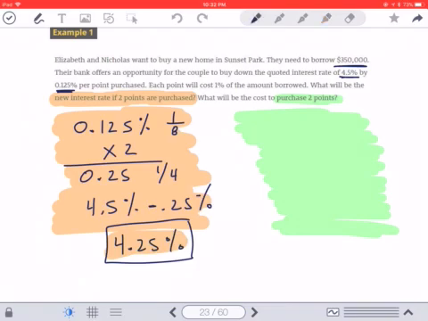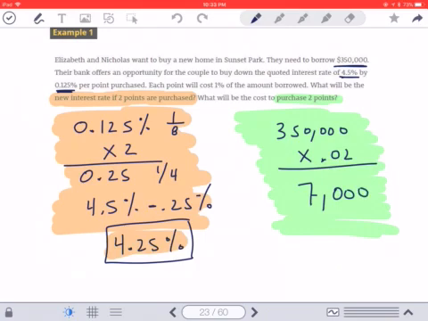The next part is how much is it going to cost? Well, this is going to be 350,000 times 0.02. It's going to cost me 1% for each point. So if I'm purchasing 2 points, it's going to be 2%. And 1% of 350,000 is 3,500. So 2% is going to be 7,000. All right, so the answer there is 7,000.